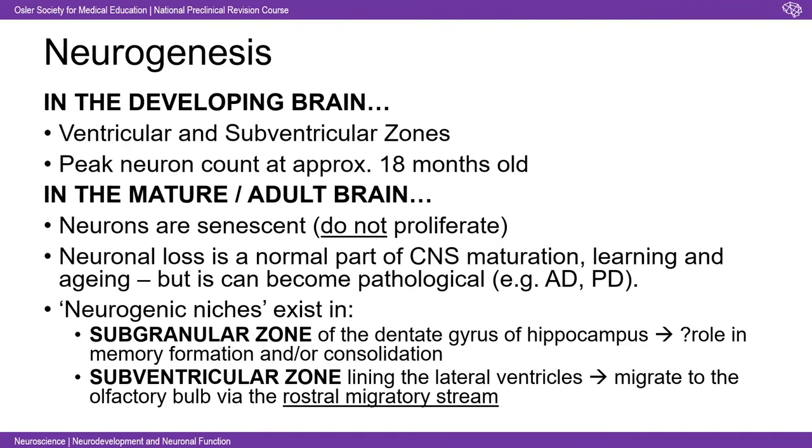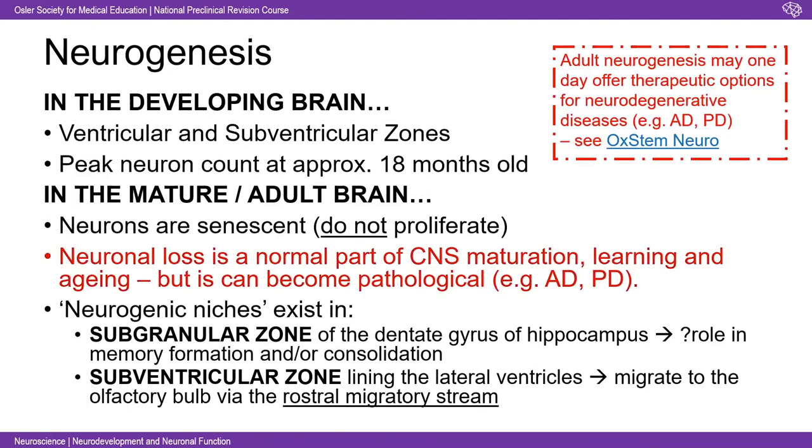The subventricular zone of the lateral ventricles is the more known about area, and the neurons born here undergo a rostral migration through the rostral migratory stream, and they provide the neurons that are replenishing the sensory neurons in the olfactory bulb at the top of the nose. These niches are of academic interest, including in Oxford, because the dream would be that we could target these areas to provide new neurons in damaged brains, say after a stroke. I would hazard that that is a long way off.